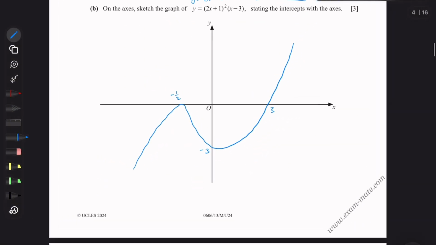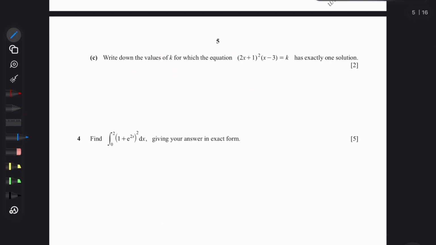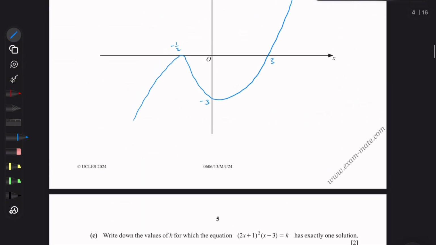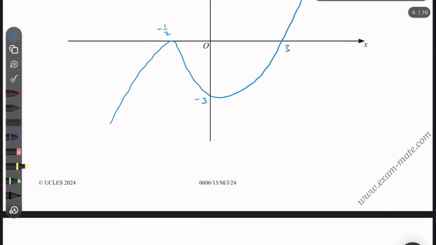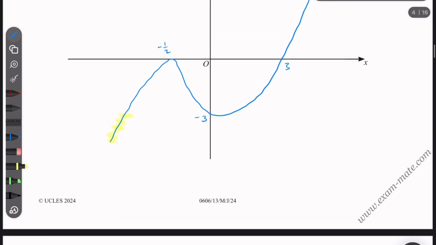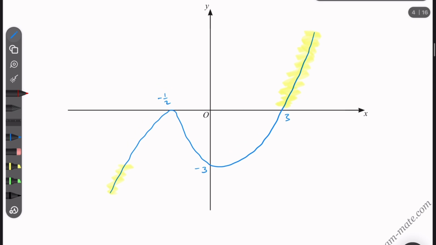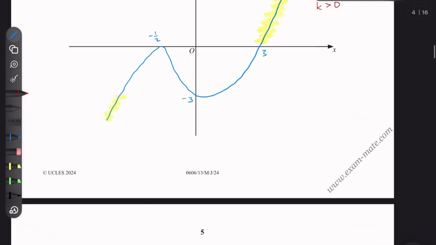Okay, so this will roughly be how the graph looks. Part C, write down the values of k for which the equation has exactly one solution. Okay, so the equation can only have one solution at this part and here. And for this part above, it will be k equals 0 because k is the y value.